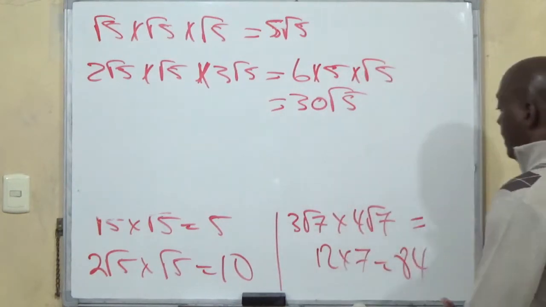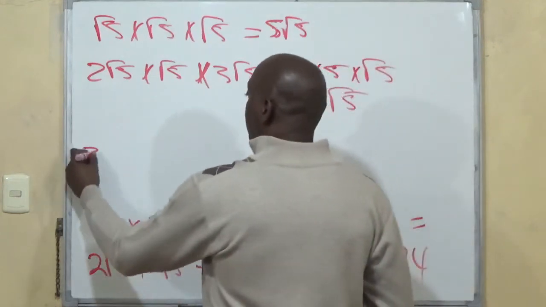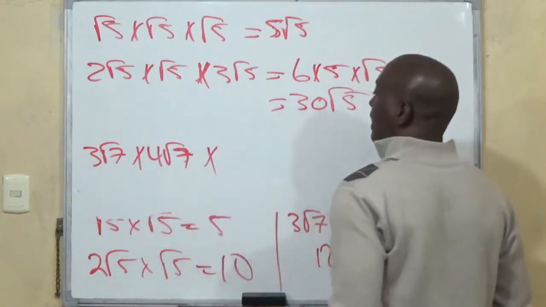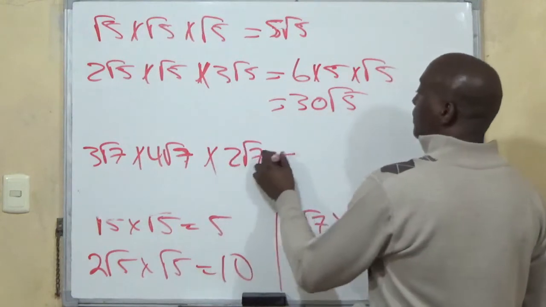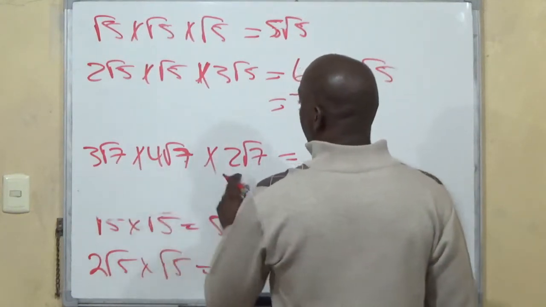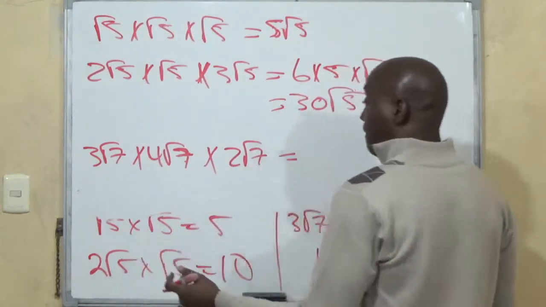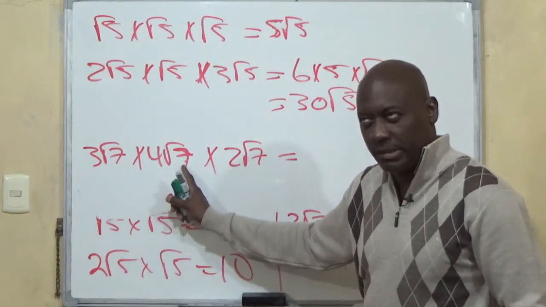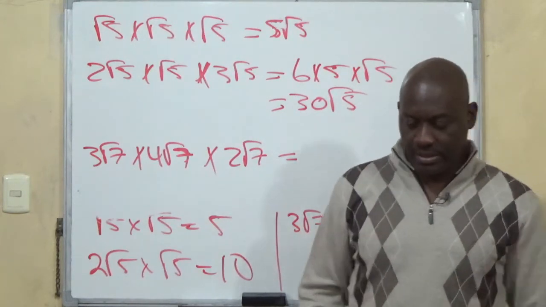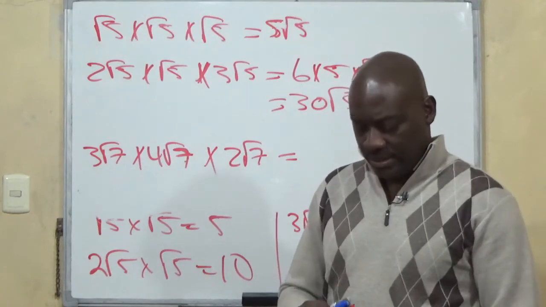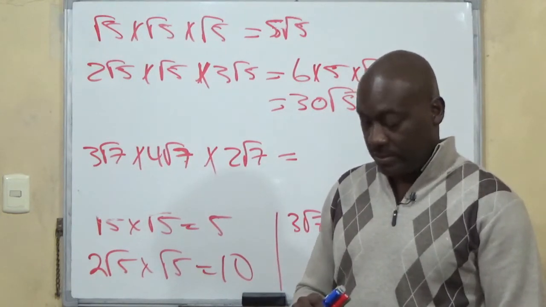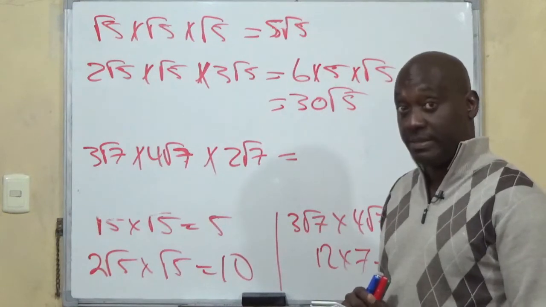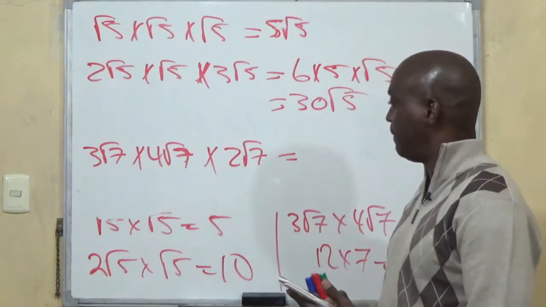Right? Let me just finish it there. 3 root 7 multiplied by 4 root 7 multiplied by, let me say, 2 root 7. That will be what? 3 by 4 is 12 by 2 is 24. Right? Root 7 by root 7 is 7. So 24 by 7 is how much? 96 by 3 is 288. 288 by 2 is 576. I like to challenge myself a little bit.